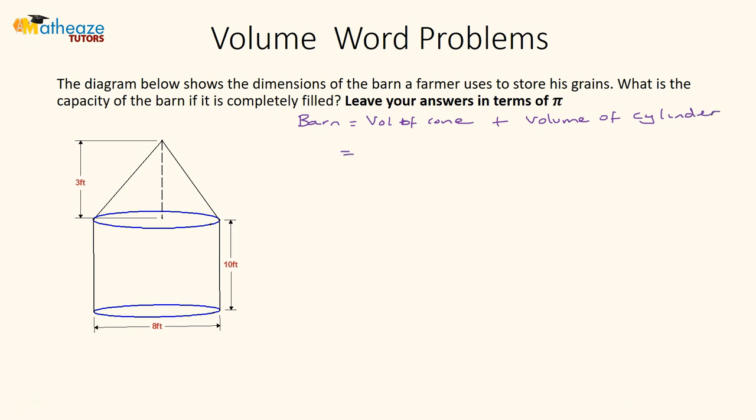So the volume of the cone is 1/3 pi times the radius 4 squared, and then the height is 3. The volume of the cylinder is pi times 4 squared times the height, which is 10. So this is going to give us 16 pi plus 160 pi, which is going to give us 176 pi cubic feet of grains.